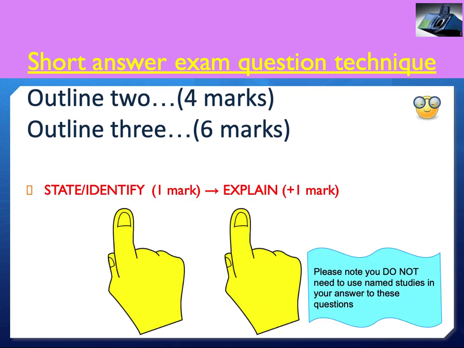To recap, the general rule for short answer questions is state or identify the factor, way, criticism, etc. for 1 mark, explain it for a further +1 mark, and repeat this once in question 1 and twice more in question 2, so that hopefully your exam paper comes back with question 1, 1 + 1, 1 + 1, and for question 2, a further 1 + 1.